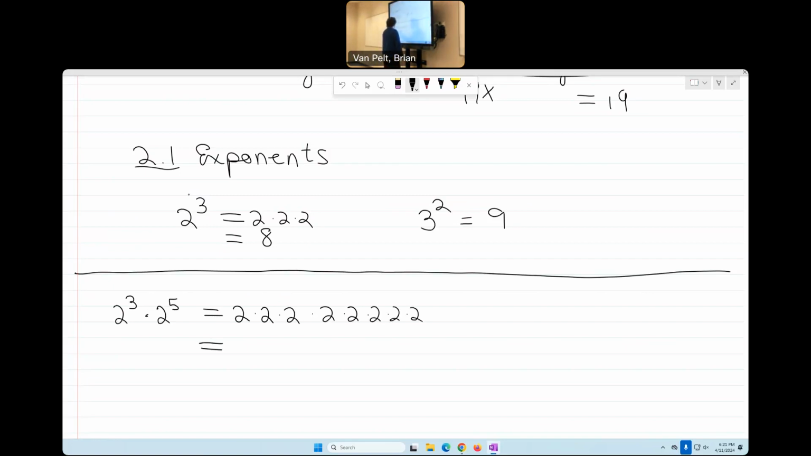The 8th power. How is that 8 related to the 3 and the 5? How is the 8 related to those other exponents? That's exactly what we wanted to come up with.